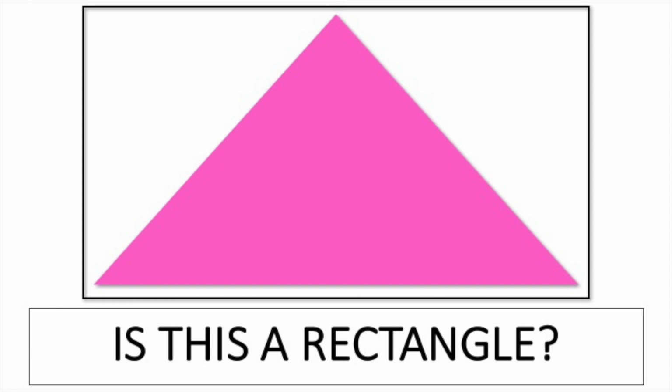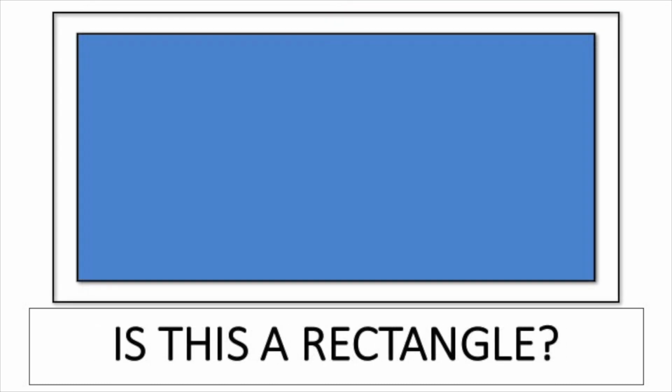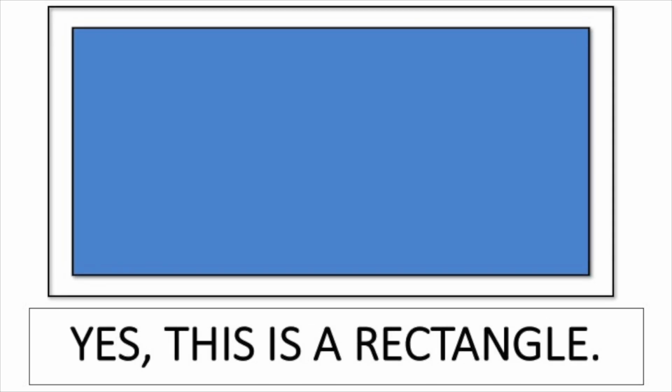Is this a rectangle? No. What type of shape is this? Triangle. This is a triangle. Remember I said earlier, how many sides for the triangle? Tri means 3, quad means 4. Is this a rectangle? Yes. How many sides? 4. Perfect. 4 sides. So we can say, yes, this is a rectangle.